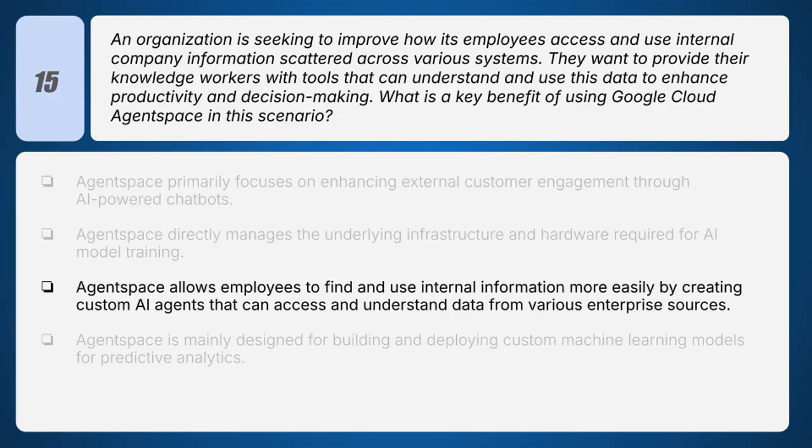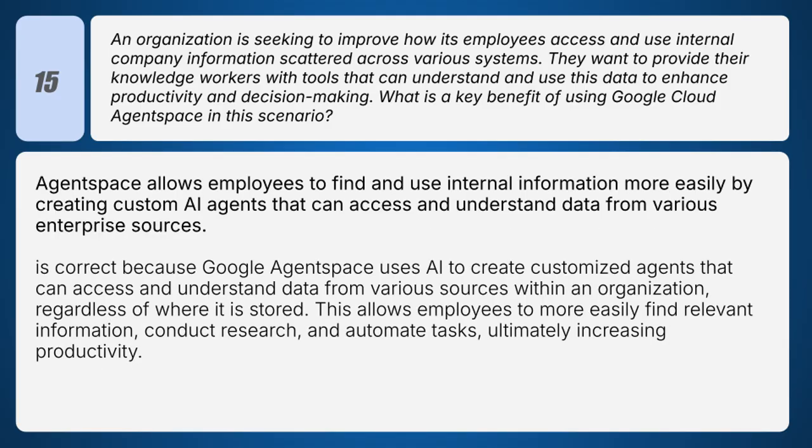Agent Space allows employees to find and use internal information more easily by creating custom AI agents that can access and understand data from various enterprise sources. This is correct because Google Agent Space uses AI to create customized agents that can access and understand data from various sources within an organization, regardless of where it is stored. This allows employees to more easily find relevant information, conduct research, and automate tasks, ultimately increasing productivity.